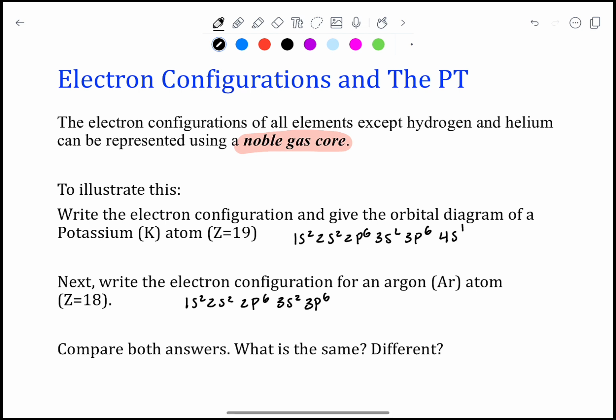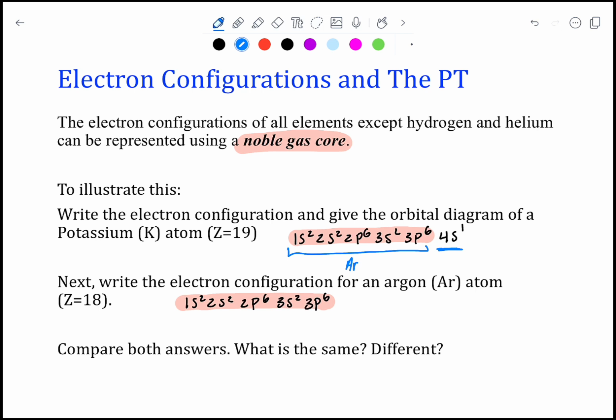So if we compare our answers, everything up through 3p6 is the exact same between argon and potassium because they have 18 electrons in common. What the noble gas core is saying is, well, argon is a noble gas, so we could say that this section is really close to argon, right? It's the exact same as argon. It only differs from argon by what comes after those 18 electrons.